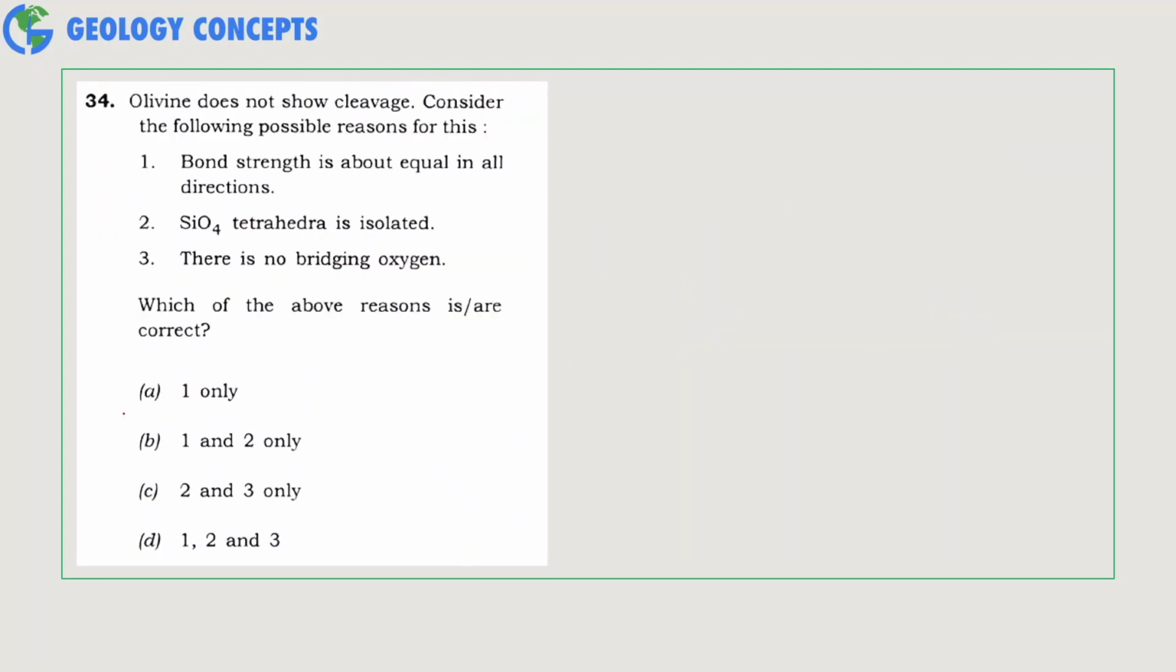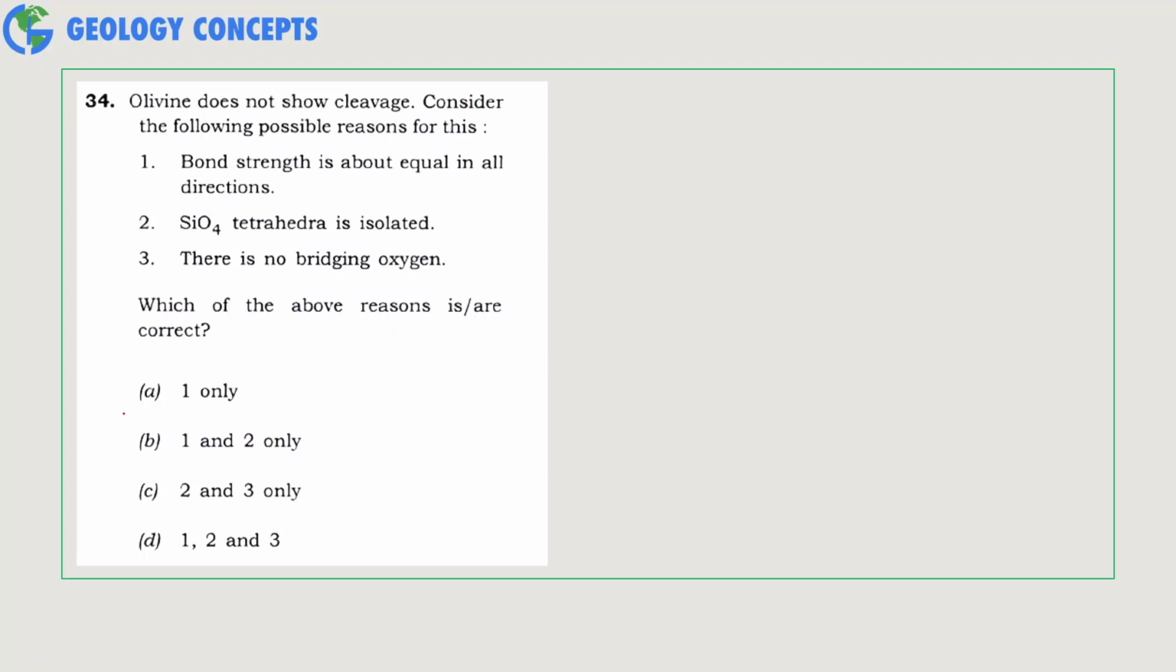Next question. Olivine does not show cleavage. Consider the following possible reasons for this. Bond strength is about equal in all directions. SiO4 tetrahedra are isolated. There is no bridging oxygen. Which of the above reasons is or are correct?